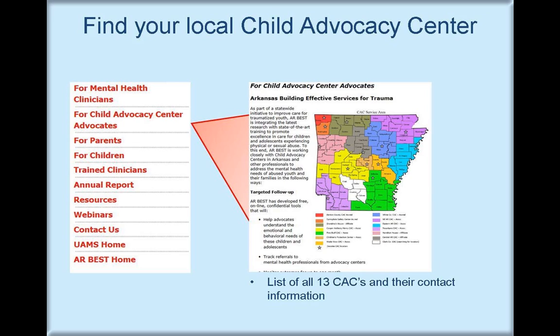I know the screenshot's a little bit hard to see, but each of the centers is denoted by a star symbol, roughly about where they are. And if you scroll down on that page, address and contact information is available for all of the CACs.